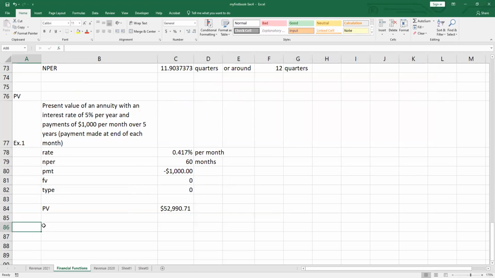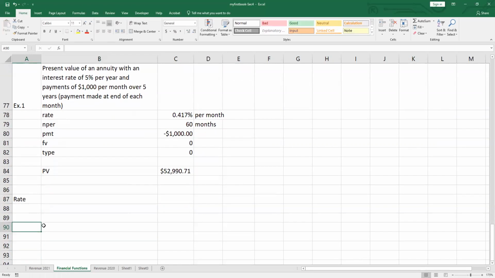Okay. If no, let's move on to the next function. The next function in this series, the last function in this set, is the rate function. The rate function is a function to find the interest rate in both investment and loan.